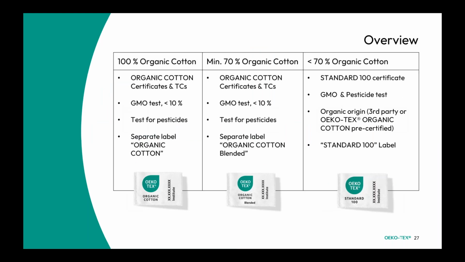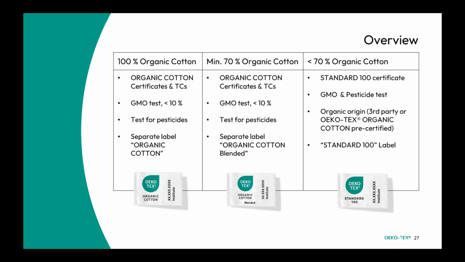So here we also have two kinds of label with organic cotton. We have the full organic cotton, which is simply called organic cotton. Here, 100% of the material should be organic cotton, and along the whole value chain, this should be traceable with either the organic cotton certificate or the traceability certificate. While testing, no more than 10% is allowed to be detected as GMO, and it must pass any test for pesticides. With that, one would receive the organic cotton label.